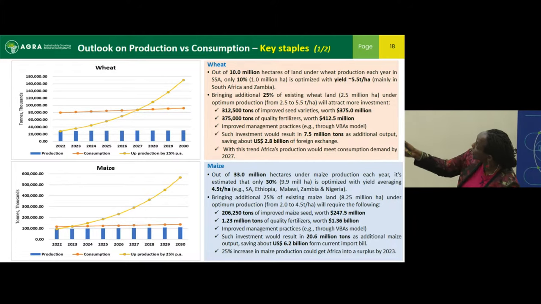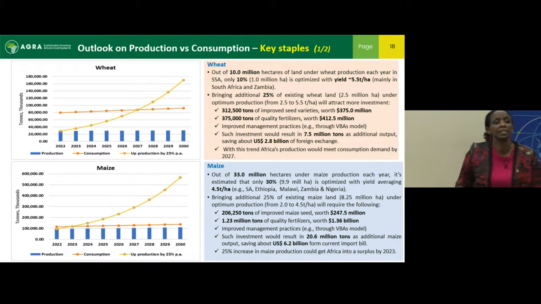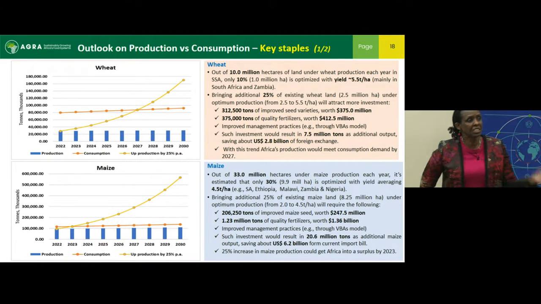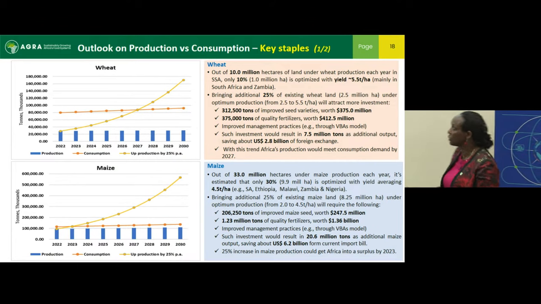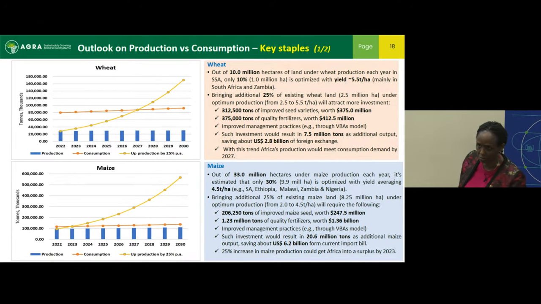Just to show you, if we were to invest in wheat, it would probably take another 8 years, and we would be food secure. And why would it take that long? We need to generate seeds, we need to generate fertilizers, we need to find all those things, we need to create the systems. So food security and producing food is not a major problem in Africa. What is a problem is how we move food around. And we need to figure it out.